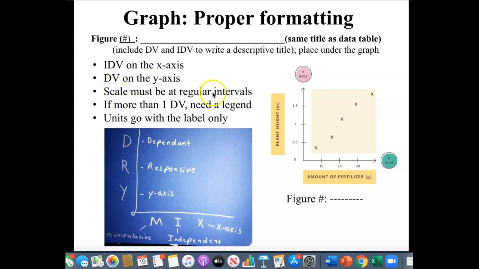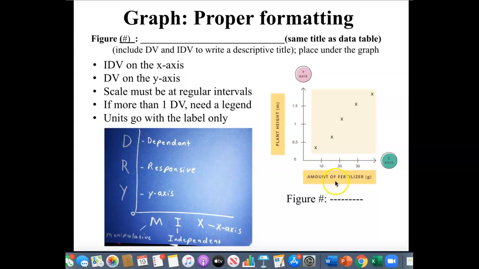And then if you have to have a scale because you have numbers, make sure it's at regular intervals. So it can't be like 1 and then you go to 5 and then you go to 7 and then you go to 15. It has to be like count by 5s or count by 1s, something like that. If you have more than one dependent variable, which we don't do very often in this class, then you would need a legend. So that's not more than one level of independent variable. That's not the same thing. More than one dependent variable, you would need a legend. If you don't actually need a legend, then please don't put one. Units should go with the labels only and not with anything else.